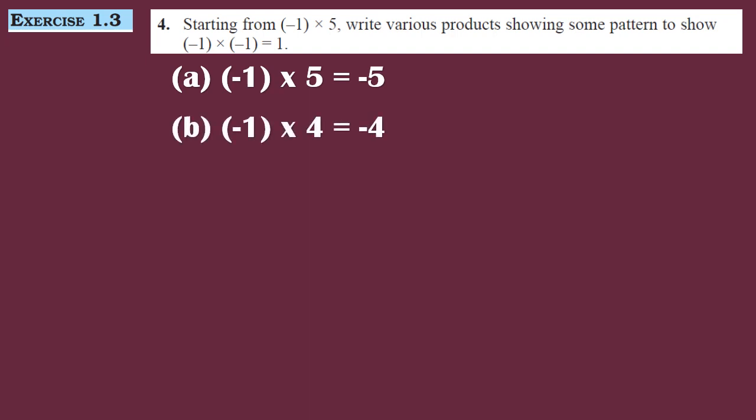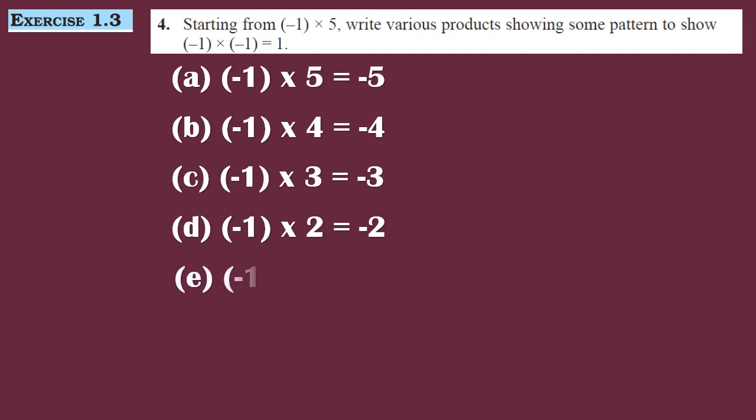Next, move on to question number 4. Starting from minus 1 into 5, write various products showing some pattern to show minus 1 into minus 1 is equal to 1. So let us start with minus 1 into 5. What is minus 1 into 5? Minus 5, because negative into positive is negative. Minus 1 into 4, minus 4. Minus 1 into 3, minus 3. Minus 1 into 2, minus 2. Minus 1 into 1, minus 1. Minus 1 into 0, 0. Then the next one, minus 1 into minus 1.